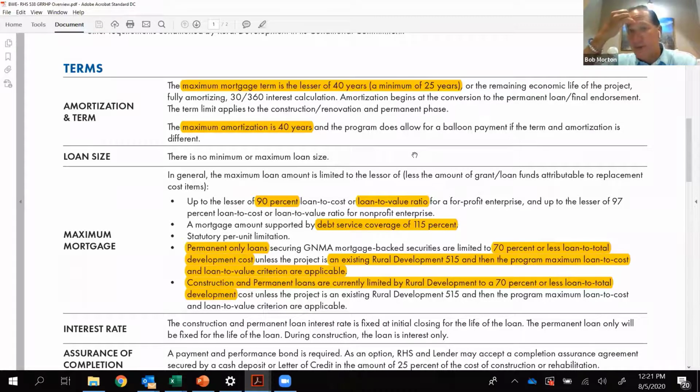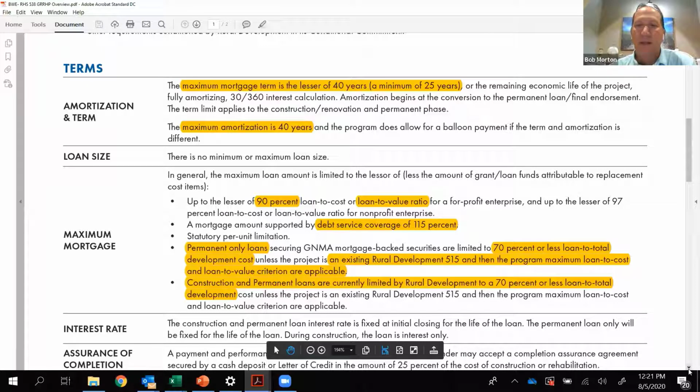So if you do have some other forms of debt that have a shorter maturity that need to be at least 25 years, we could do a 25-year term and a 40-year amortization. Or a lot of our deals do have HOME funds and HOME loans, and those are typically 30 years or 35, and we can do a 30-year term with a 40-year amortization. So there's lots of flexibility there with the term and amortization. Let's see, a couple other things to highlight.